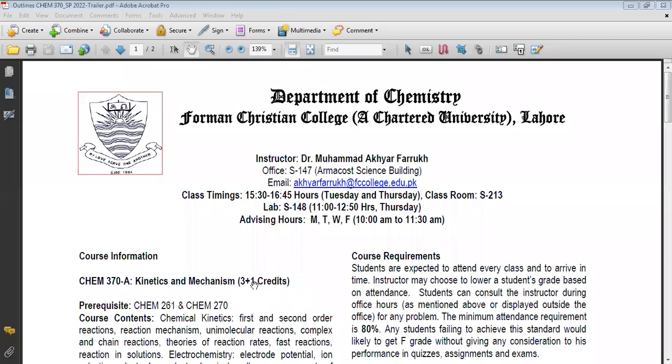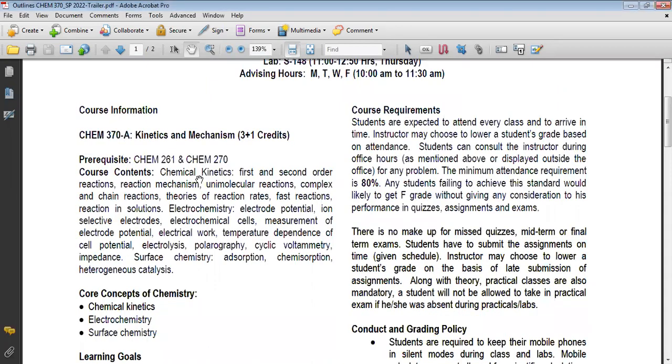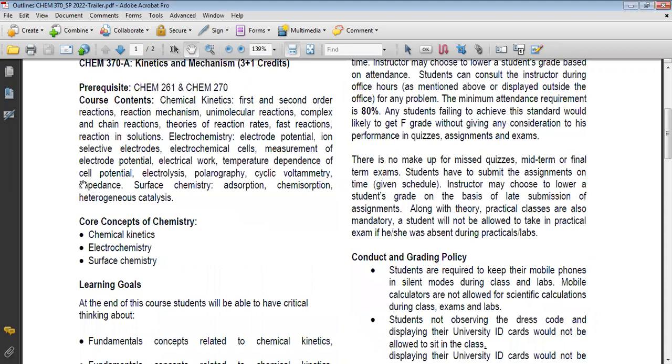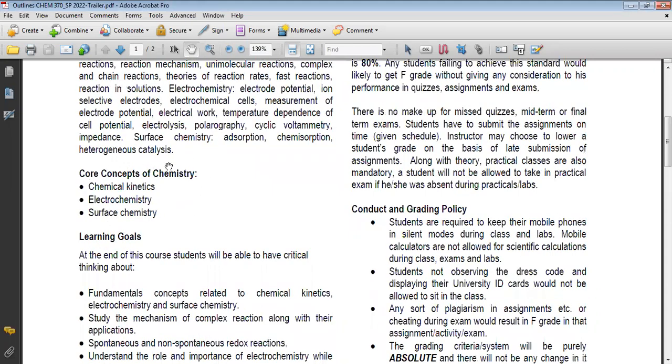So coming to the course description, this is a 4 credit hour course. The code is 370, and this is Kinetics and Mechanism. The prerequisite is 261 or 270, and the course contents are given in the academic catalog. I will cover 3 main core concepts of chemistry during this study: chemical kinetics, electrochemistry, and surface chemistry.